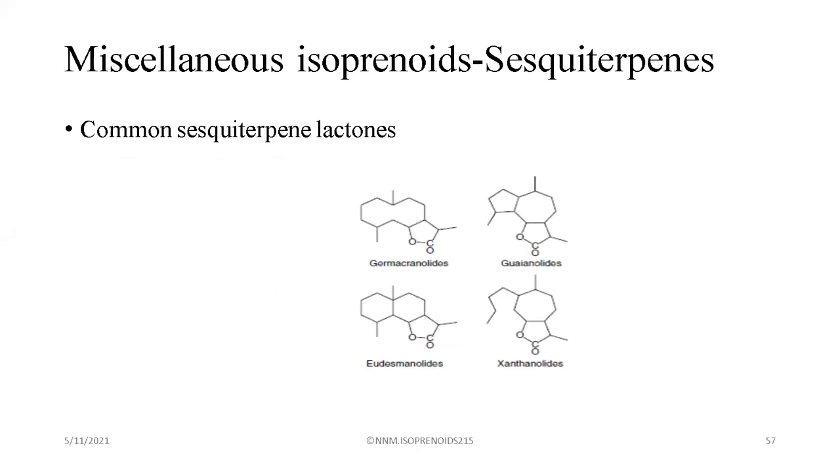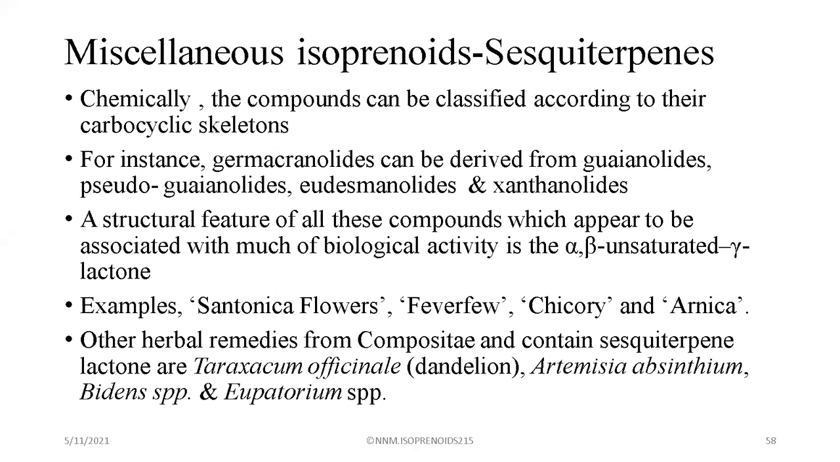So those are examples of the sesquiterpene lactones, the four examples. You can have a look at them, then we move to the next one. They are classified according to their carbocyclic skeletons, from the structures you've seen on the previous slides. Then we get the four classes. Examples of sesquiterpene sources are the Santonica flower, feverfew, chicory, and arnica flowers. And then we will also look at Artemisia. Those are the examples that we will look at.